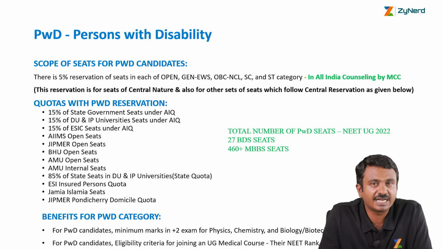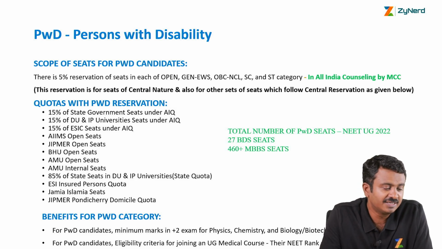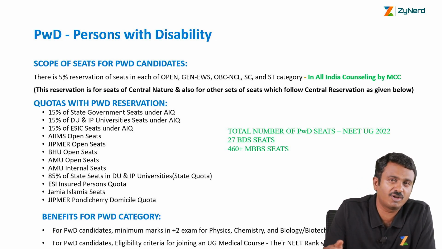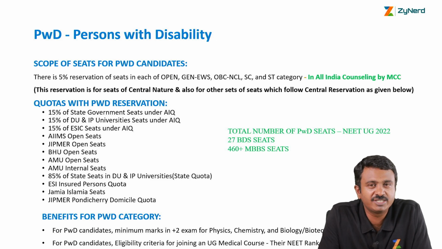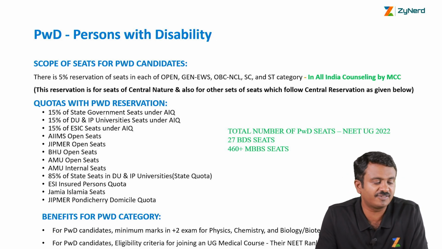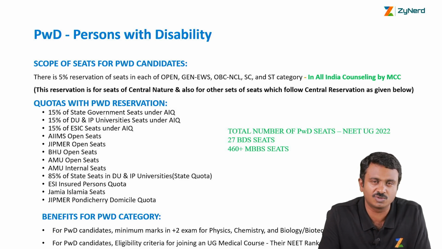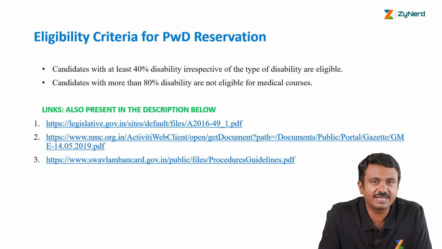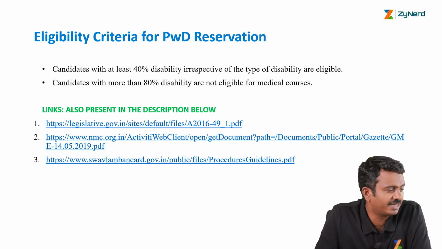One, as far as general candidates are concerned, there is a criteria of 50% marks in PCB, physics, chemistry, biology, for attending the NEET UG exam, but this is 40% for PwD candidates. And second, qualifying for NEET UG after the exam, based on the exam results, is based on a percentile score. This is 50 percentile for general category candidates, while it is 45 percentile for PwD candidates. So that is also another advantage, a benefit that PwD candidates can avail of.